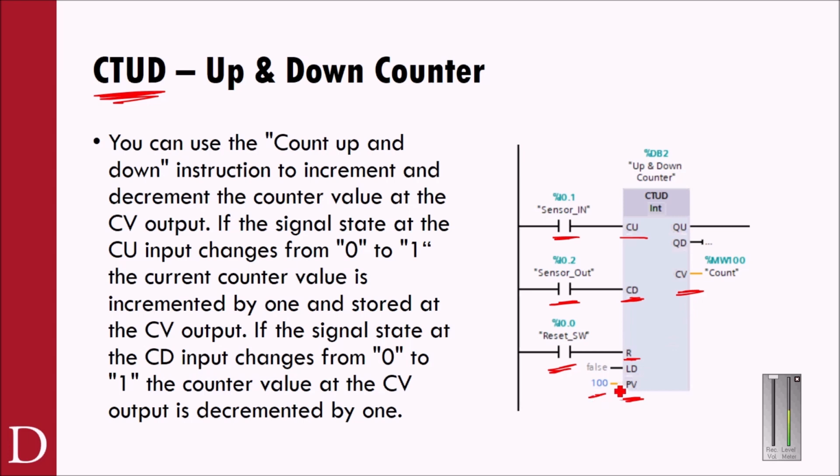So what you'll see here is my preset value. If my counter value gets to the point where it's greater than or equal to my preset value, at that point I'm then going to turn on the Q output that's up here.